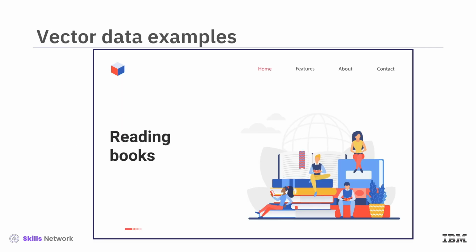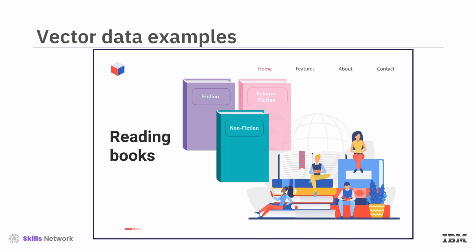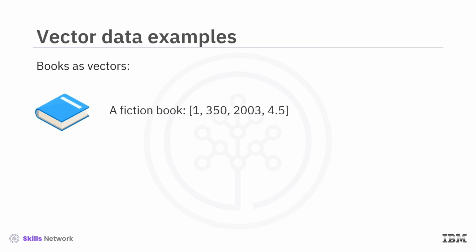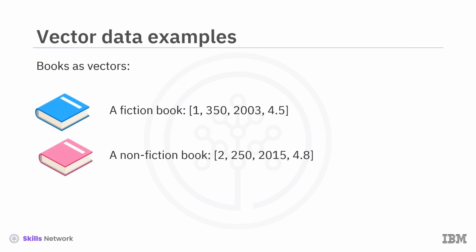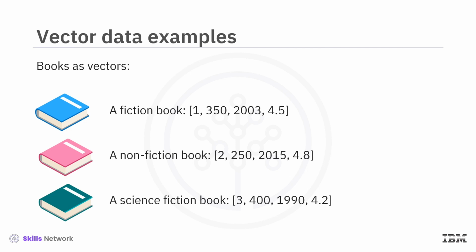For example, suppose you are looking for books on an online platform. The platform contains multiple books or novels based on fiction, nonfiction, and science fiction. Now, see how you can represent these books in terms of vectors. For example, a fiction book uses vector numbers of 1, 350, 2003, and 4.5. A nonfiction book uses vector numbers such as 2, 250, 2015, and 4.8. And a science fiction book uses vector numbers of 3, 400, 1990, and 4.2.